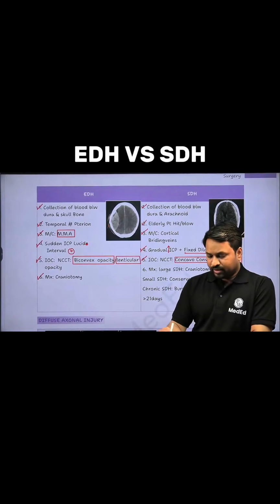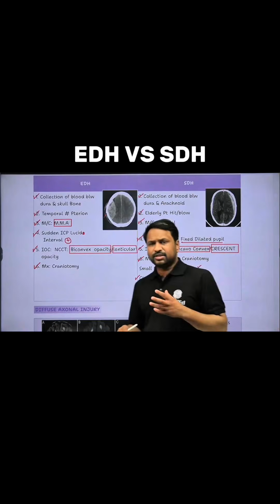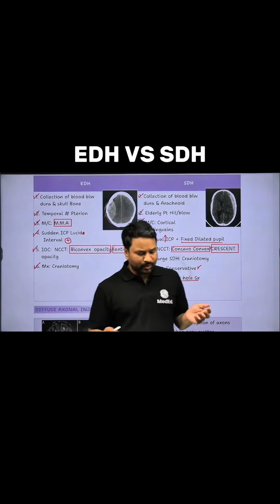Management here is going to be craniotomy, whereas in SDH, if it is large, then only craniotomy. Small SDH is conservative. For chronic SDH, we do burr hole surgery, and we call it chronic SDH if the SDH persists for more than 21 days.